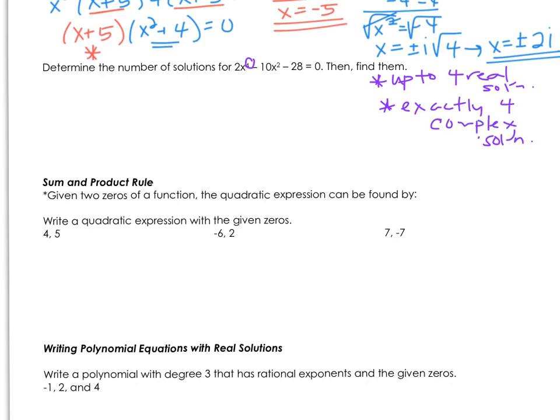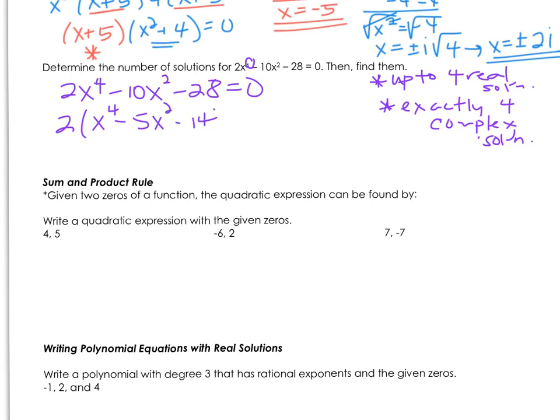All right, so we have 2x to the 4th minus 10x squared minus 28. It's already equal to 0, so that first part's done for us. Recognizing this is a quartic function, also I can see that there's a common factor. If we take the 2 out of each term, that would leave us with x to the 4th minus 5x squared minus 14. Now, if we think about splitting up this quartic function, remember x to the 4th is a perfect square.